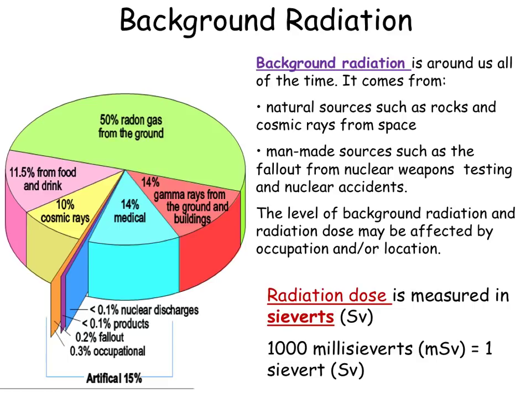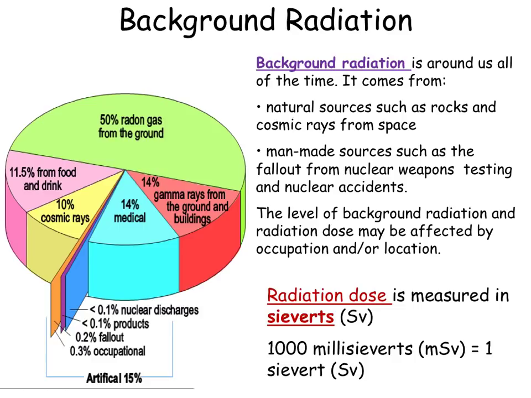Most of the background radiation then comes from radon gas, which is just sort of in the air and comes from the ground. We get a small proportion from our food and drink. About 10% comes from cosmic rays, and we also get 14% coming from gamma rays and the grounds of buildings. Only 15% of the radiation we're exposed to really comes from artificial sources, and that tends to be mainly from medical, nuclear discharges, products, fallout, or occupational. So you can see it's a very small amount that we actually receive from artificial sources.